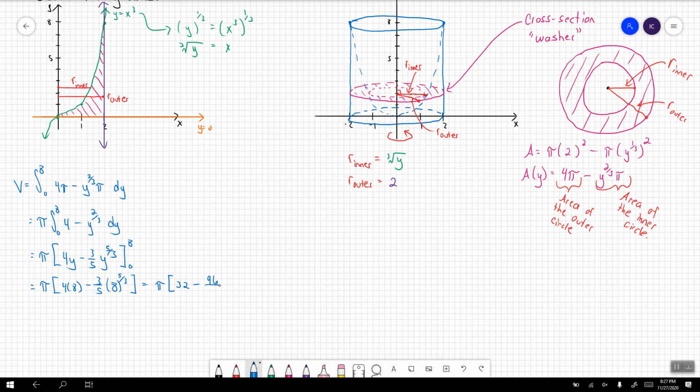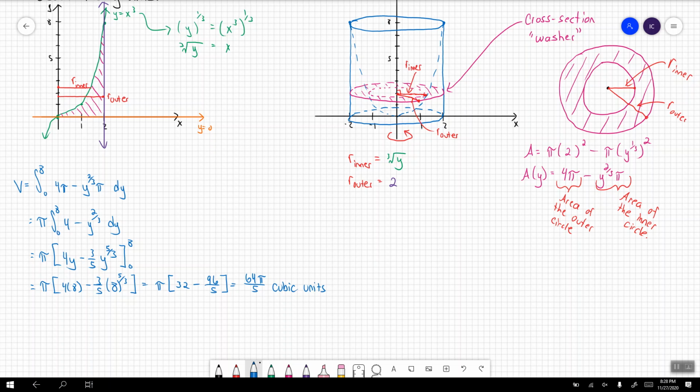So we get 96 divided by 5. And now we just perform that operation. 32 minus 96 divided by 5 will then get us 64 divided by 5, but we're multiplying by pi, which means this is 64 pi divided by 5 cubic units. There we are.